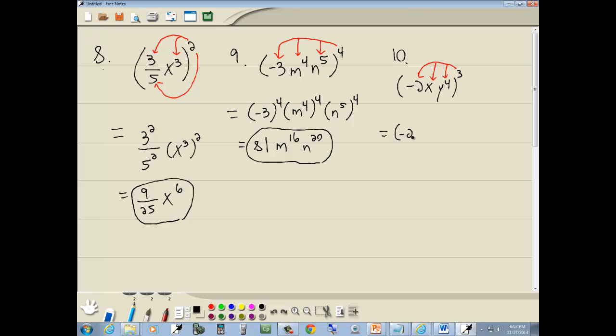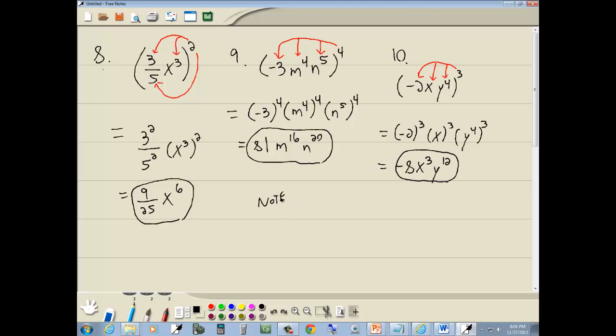So we're going to have negative 2 to the 3rd, we'll have x to the 3rd, and we'll have y to the 4th raised to the 3rd power. Negative 2 times negative 2 is 4, times another negative 2 is negative 8. X raised to the 3rd power is just x to the 3rd. And here we're raising one exponent to another exponent, we'll multiply them together. 4 times 3 is 12. So our answer is negative 8, x to the 3rd, y to the 12th.